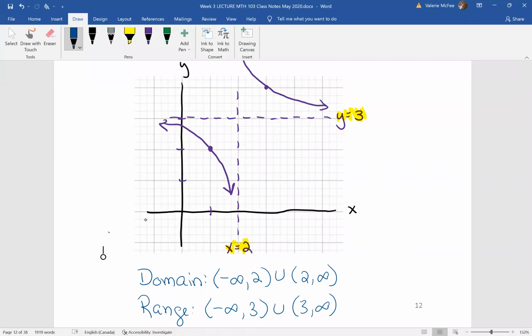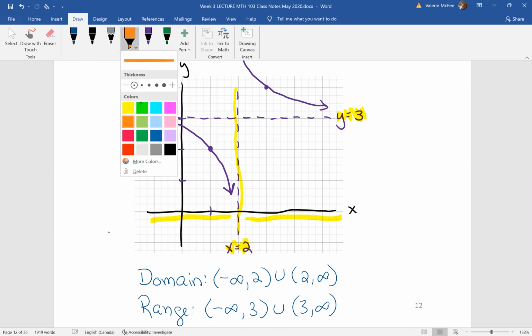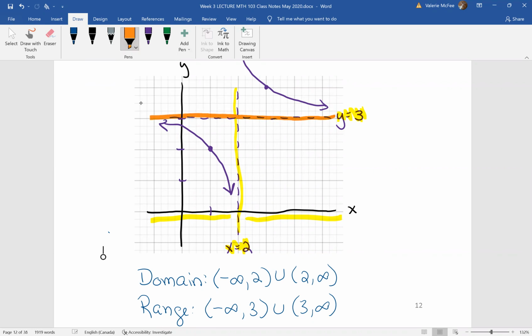Because we have a vertical asymptote at x equals 2, we see that that is our non-permissible value. So our interval is from -infinity to 2 and 2 to infinity. And for our range, we have a horizontal asymptote at y equals 3. So the range is from -infinity to 3 and then 3 to infinity. Make sure you practice these transformations. We're going to add even more in the next lecture.